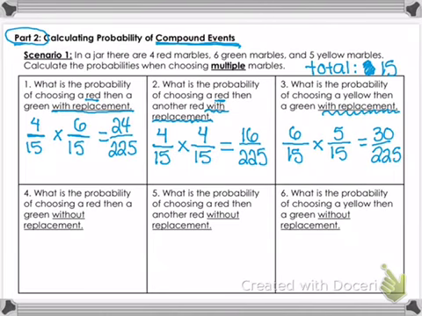As you can see here, in this first run, none of the totals have changed between the different problems. We had 15, we still had 15. We had 15, we still had 15. So when it's with replacement, the total number is not changing. That's keeping this independent. Let's talk about these same scenarios, but now without replacement. Number 4 says, what is the probability of choosing a red, then a green without replacement? So this is our trick here.